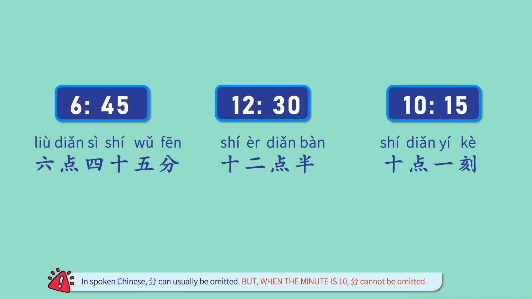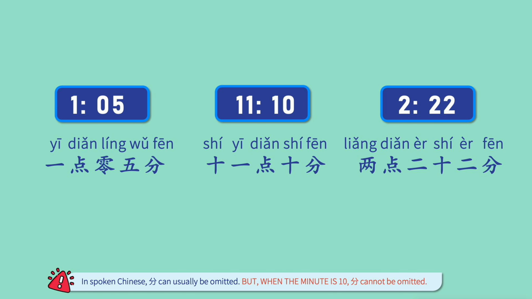12点半. 半 itself means half. 一刻 is a quarter. 10点一刻. In Chinese, we generally only have 一刻, 1 quarter. We wouldn't say 2 quarters, 3 quarters.